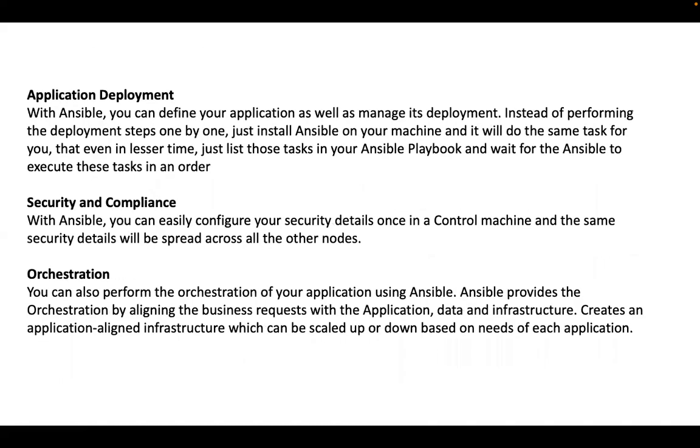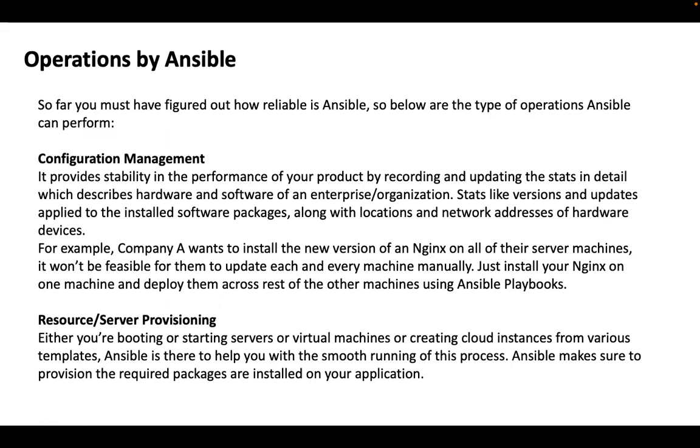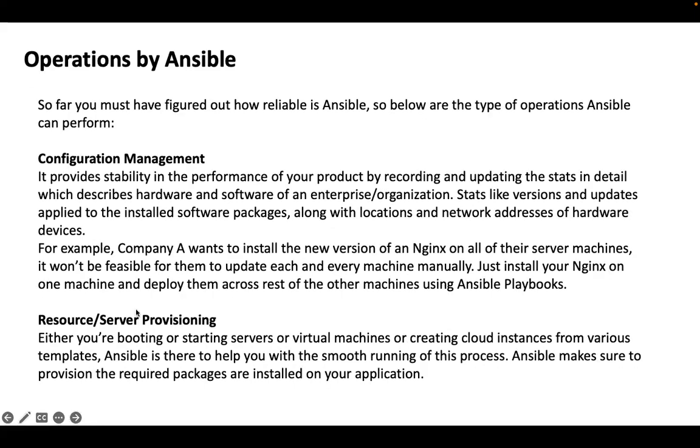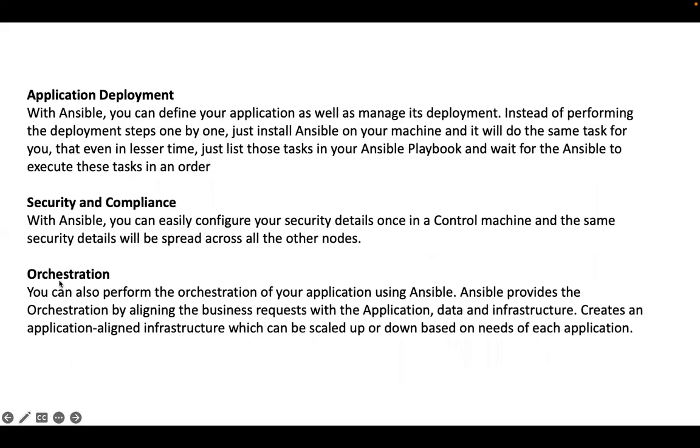Okay. Now it does application deployment. Most companies use it for configuration management and for application deployment. Apart from that, it also does server provisioning or infrastructure automation, and it does orchestration as well. Application deployment, as I said, with Ansible we can define our application as well as manage its deployment, instead of performing the deployment steps one by one, without doing the deployment manually. We can just go with Ansible to do the automatic deployment, right? That's the automation we do.